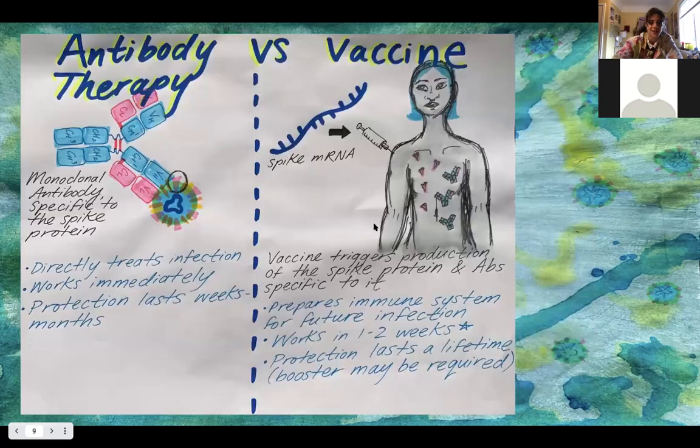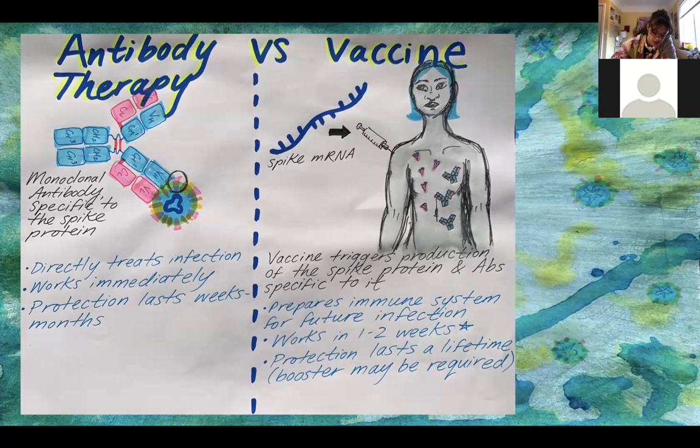I really like that. And also it's very scientifically accurate. So that leads me right into my next slide. And I think that there's been a lot of news that's throwing around terms like antibody therapy and vaccines. So I think it's important that you guys understand the difference between those two. So antibody therapy, which is shown in this diagram on the left, directly treats an infection and it's going to work immediately.